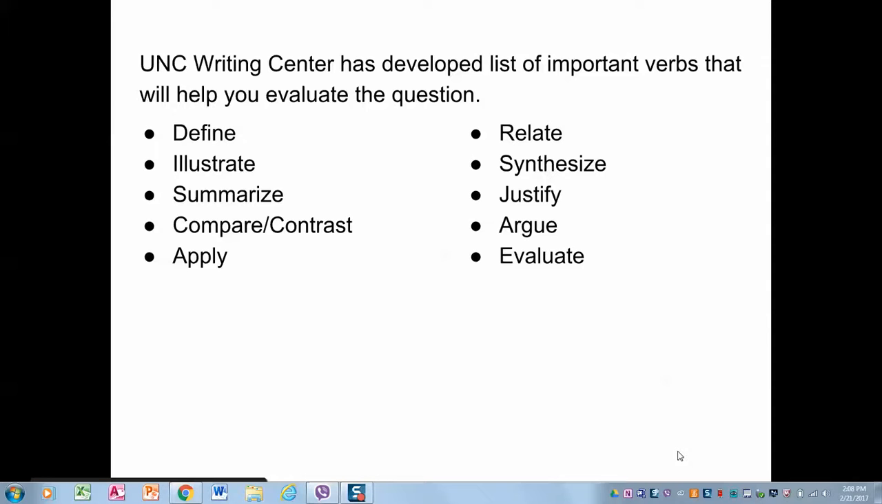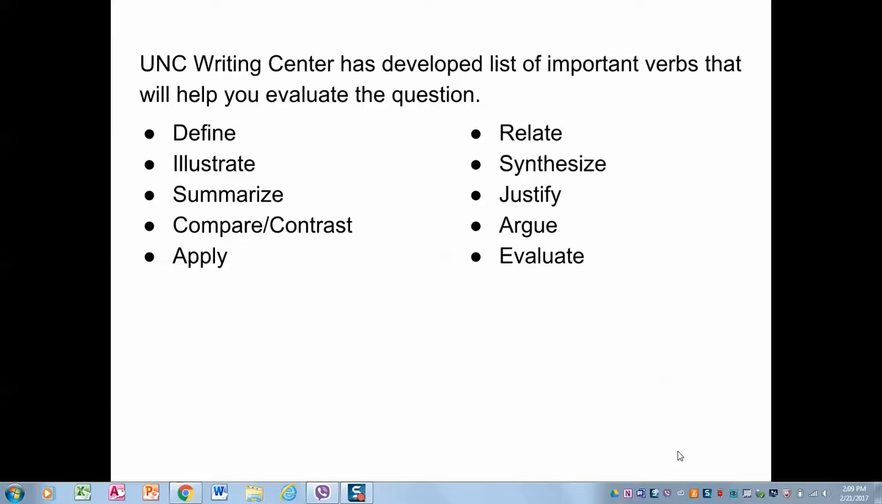So this is part two of our lecture on writing essay responses in exams. The UNC, University of North Carolina Writing Center, has developed a good list, and this appears on a number of websites, of the verbs that you need to think about as you write essay responses. And so again, the common ones: define, illustrate, summarize, compare and contrast, or simply compare, or simply contrast, apply, relate, synthesize, justify, argue, and evaluate.